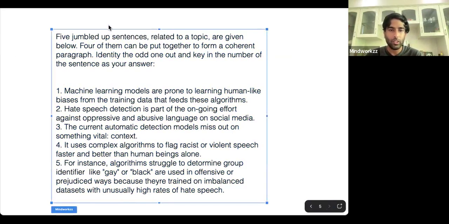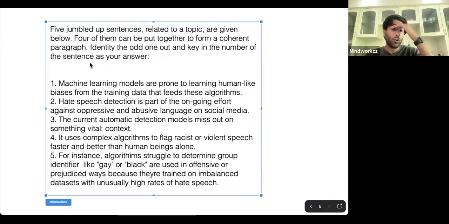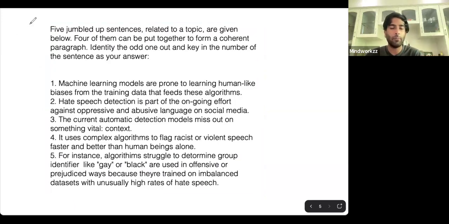So anyway, machine learning models are prone to learning human-like biases from the training data that feeds these algorithms. So, machine learning models are prone to learning human-like biases. Prone meaning very likely to learn human-like biases.